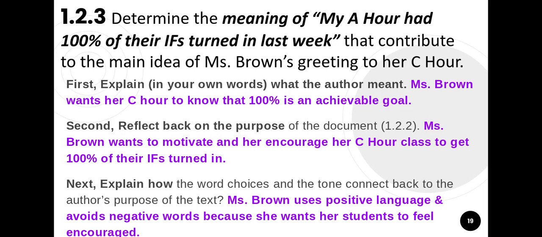And the next thing I'm going to do in order to complete this skill is explain how those word choices that she used in the quote or the selected text, and the tone of the document as a whole, connect back to the author's purpose of the text. So Miss Brown is using positive language, that's getting to the tone. She's avoiding negative words, and she's doing that because she wants her students to feel encouraged. So I want to remind you all that the word choices that are used, the tone that's used, the imagery that's used in any document, connect back to why the author is writing the document, or the purpose.